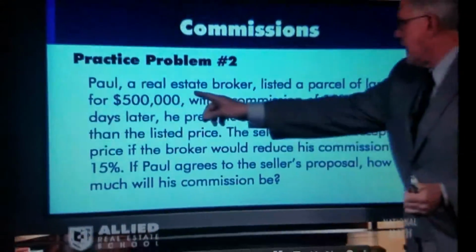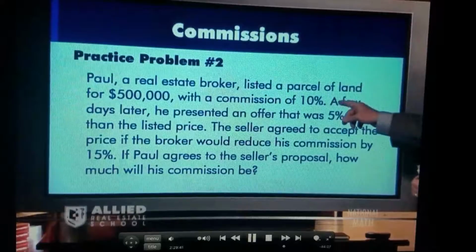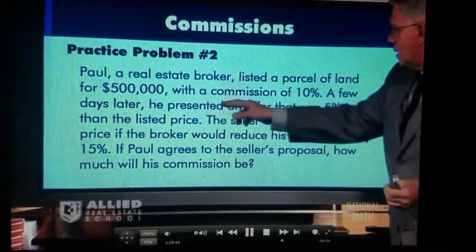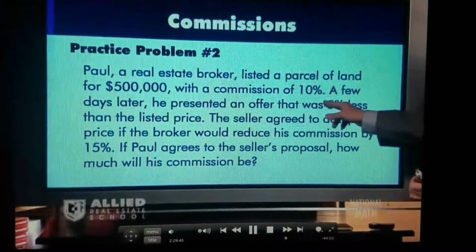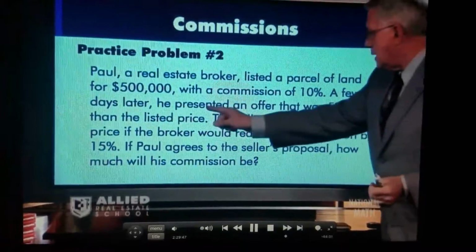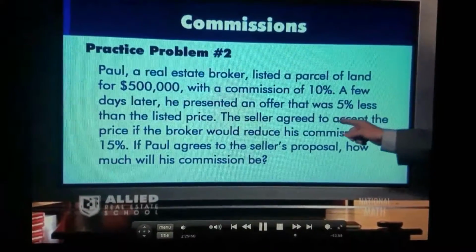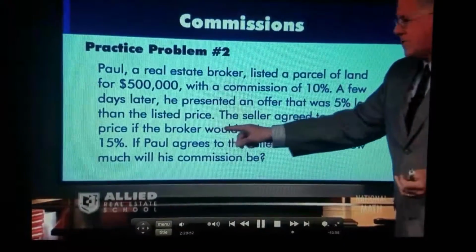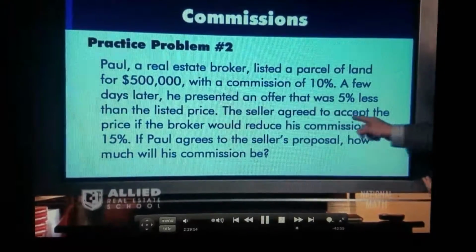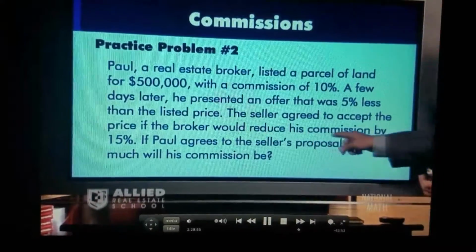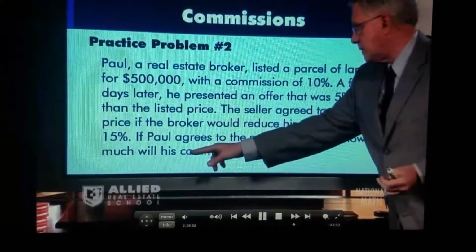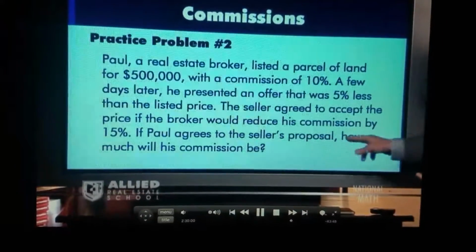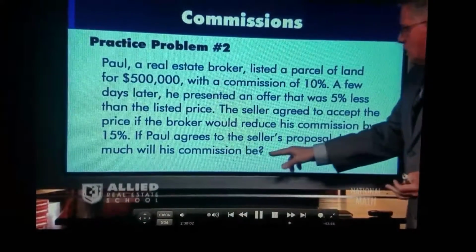Again, read the problem. Paul, a real estate broker, listed a parcel of land for $500,000 with a commission of 10%. A few days later, he presented an offer that was 5% less than the listed price. The seller agreed to accept the price if the broker would reduce his commission by 15%. If Paul agrees to the seller's proposal, how much will his commission be?